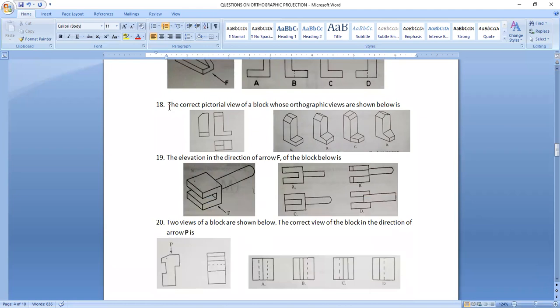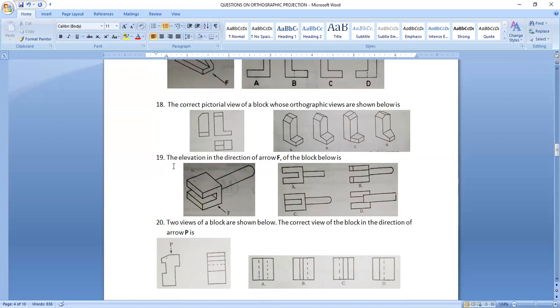And question 18 says that the correct pictorial view of the block whose orthographic views are shown below is... So looking at this, the answer is option A. Just try to visualize what we have here. This shape up here is what we have here, from here to here. Then this rectangle is what we have here. In the end elevation we also have this L, then this line and this line as we have here. For the plan, we have this line, this line, this line, then we also have this surface here. Option A is the answer.